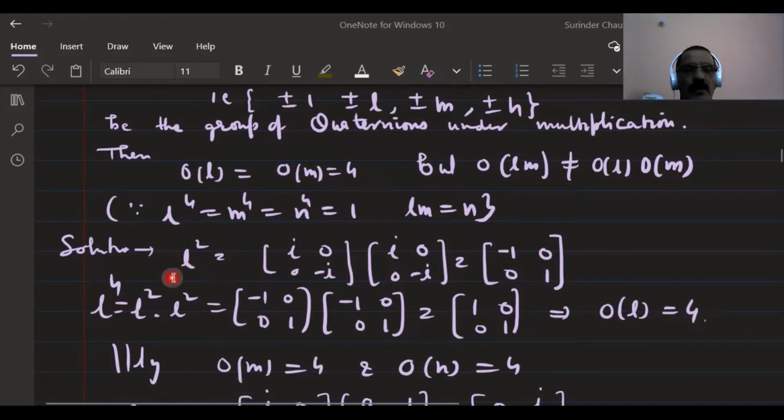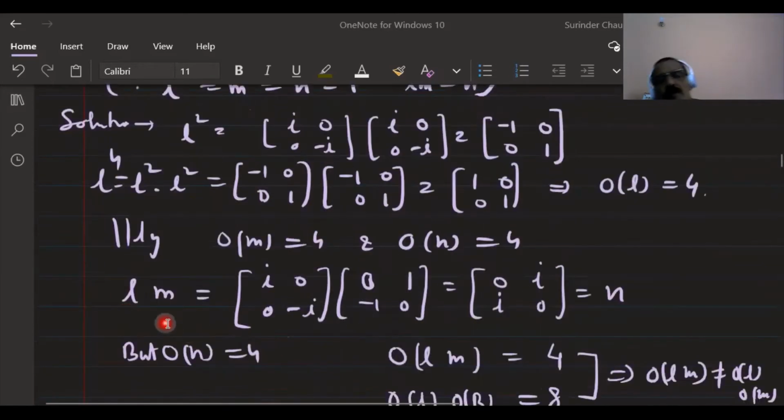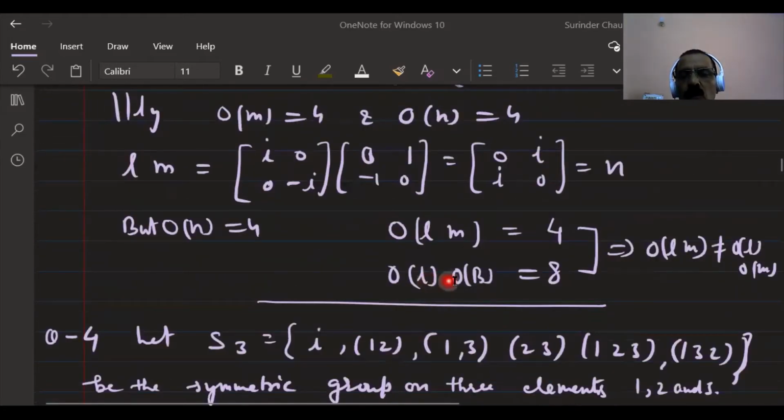Similarly, we can multiply M into M, M square into M square, and again it comes out to identity. So the order of L square is M, the order of M is M, and the order of N is M. If you put an element, this comes out to N. So the order of N is 4, the order of L is 4, and the order of N into L is 4 into 4 equal to 8. So the order of LM is not equal to the order of L into the order of M; LM comes out to be N.